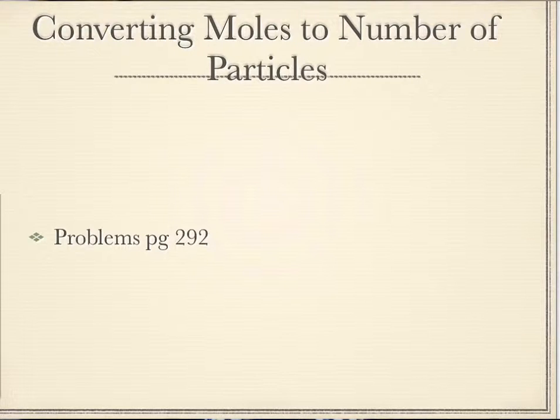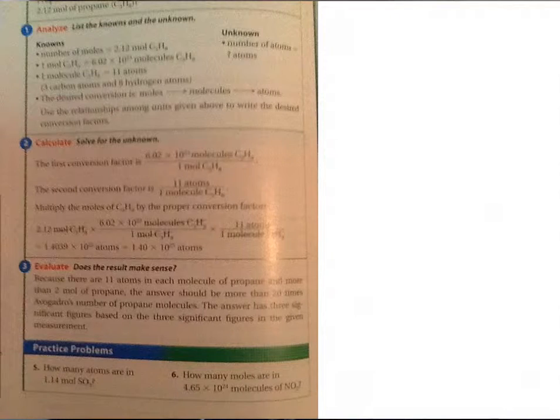Okay, let's do some more problems. These are on page 292, so turn to that page and do these problems. Let's work through the first one together. It says propane. I don't know if you can read it here, but in your book it says propane is a gas used for cooking and heating. How many atoms are in 2.12 moles of propane?